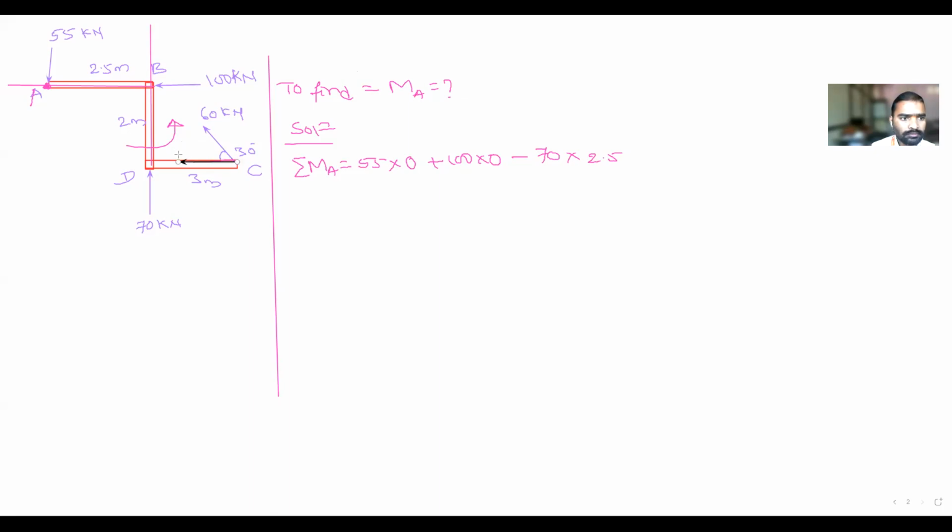So is it visible? Black color? Yes, sir. So next, one more is the vertical component. Next, you have to consider how much the horizontal component is and how much the vertical component is. The horizontal component is 60 cos 30. Next, the vertical component is 60 sin 30 degree.